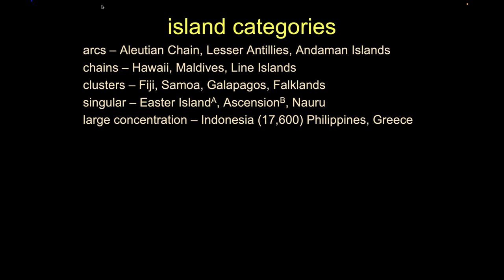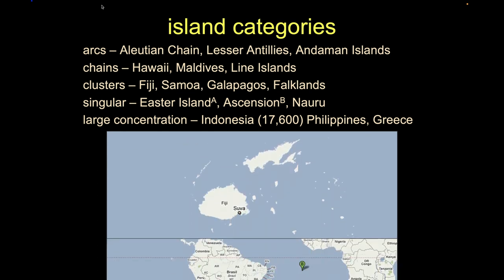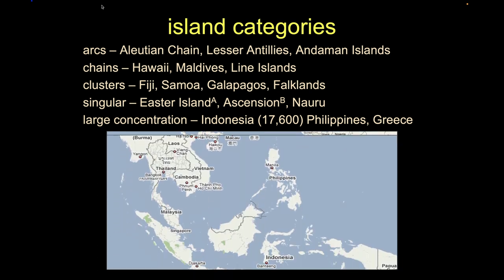And then we have some areas where there's just a ton. It's just like the place is lousy with islands. Examples of that would be off the Pacific Northwest in British Columbia, in the Philippines, Greece, etc. And so, yeah, examples of all these guys. Cool. What about the Channel Islands? Channel Islands would be a chain. Yeah.